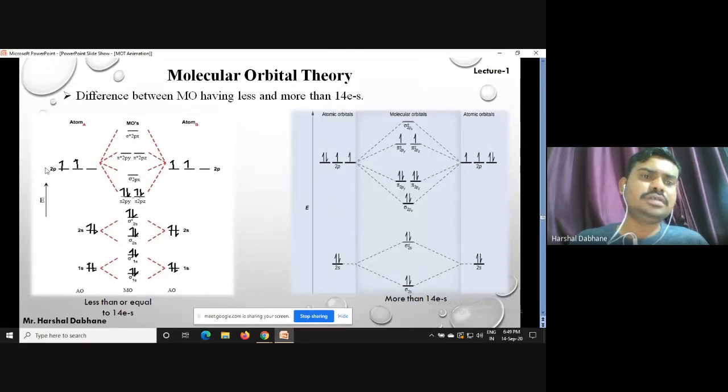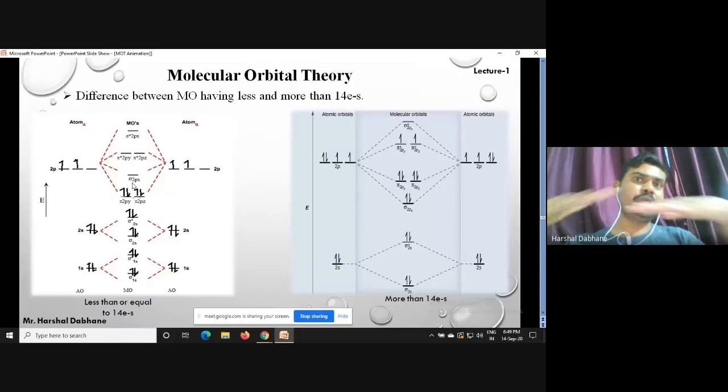Another, this is the p orbital, and this one is the p orbital. So they have px, py, and pz. Here also px, py, and pz. So when they combine, what happens? We can write down like this. They can combine. So see, p orbitals have two types of overlapping: internuclear axis and lateral overlapping.